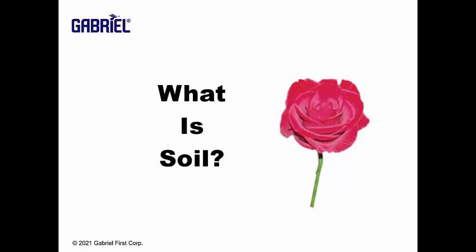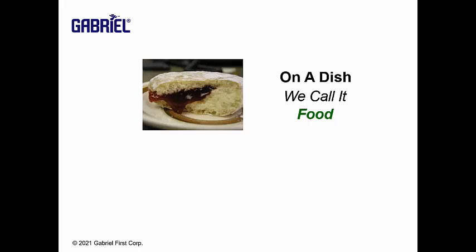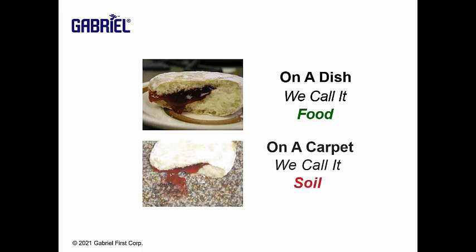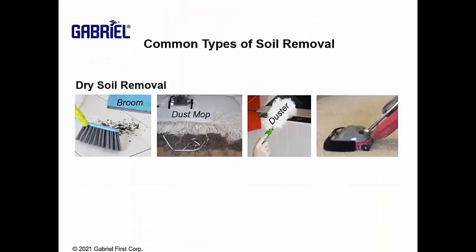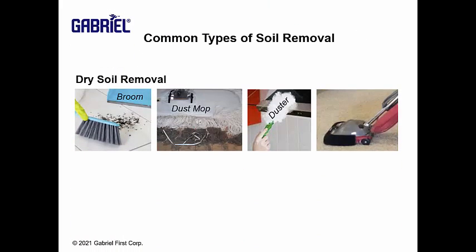What is soil? On a dish, we call it food. On a carpet, we call it soil. Wherever it's not wanted, it's called soil. You have dry soil removal with a broom, a dust mop, a duster, and even an electric vacuum cleaner.